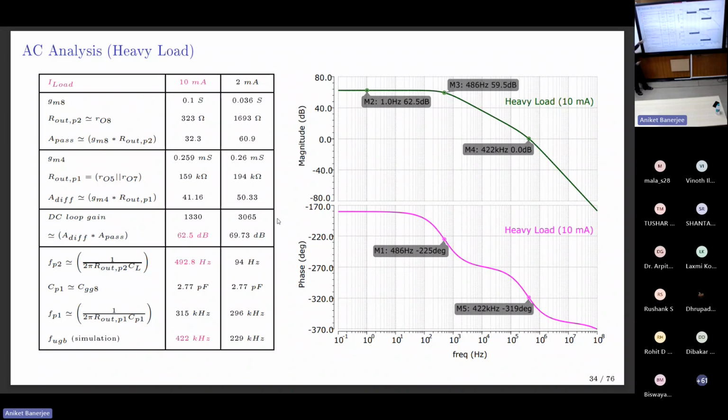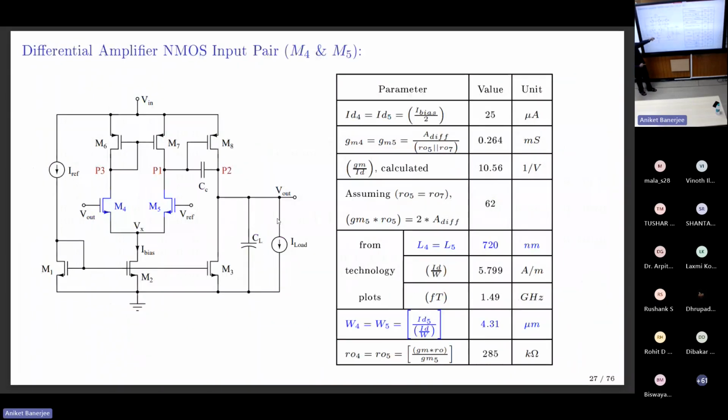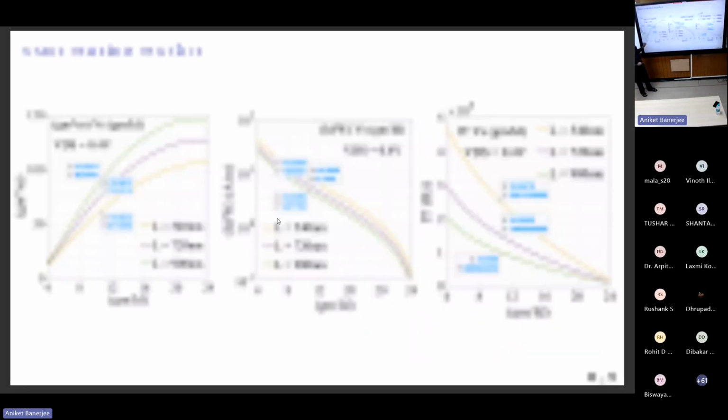Next, the pole frequencies. FP2 is the output pole. This is the cap. This is the input pole, the internal pole. The output pole calculated from the DC operating point, from this table calculation, is 492.8 hertz. The assumption at the beginning of all these calculations: FP2 is 492 hertz, FP1 is 492 kilohertz, because this is 1000 times for a phase margin of 45 degrees.